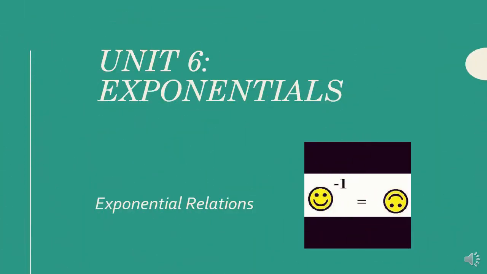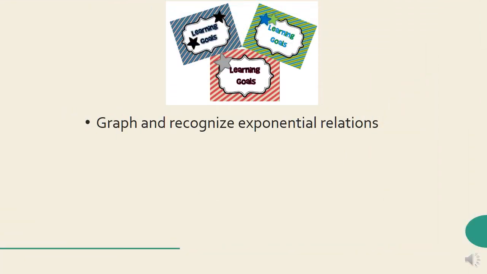Welcome back, everybody, to your second lesson for exponentials, exponential relations, which basically is just how exponentials look algebraically as an equation and how their graphs look and compare, and some other different formats like table of values. Goals: we're going to learn how to graph, or at least what a graph looks like, and be able to recognize exponential relations looking at the equation, graph, or table of values.